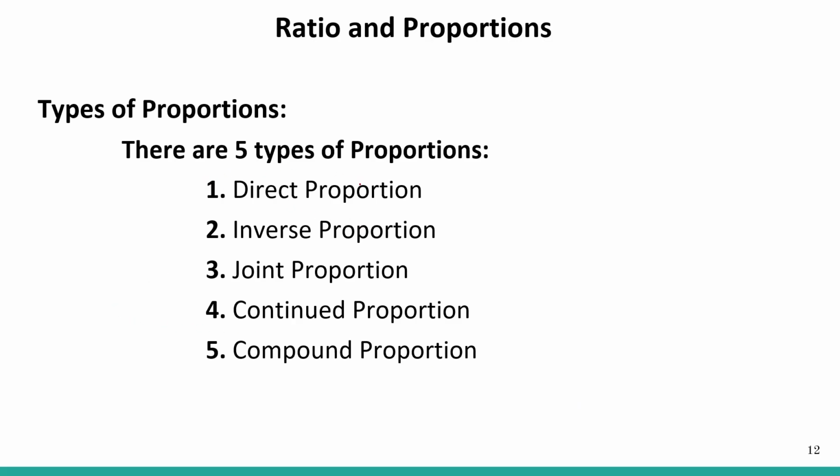There are actually 5 types of proportions. The first kind is called direct proportion. The second type is called inverse proportion. The third type is called joint proportion. And the fourth and fifth are called continued and compound proportion respectively. So we'll start with the direct proportion.